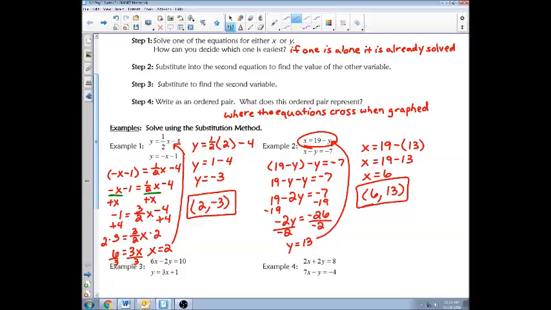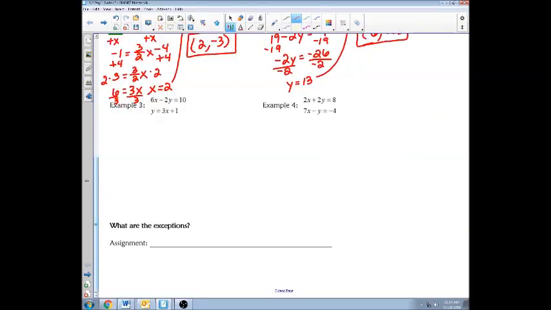Okay? On to example 3. I have 6x minus 2y equals 10, or I have y equals 3x plus 1. Again, the y is by itself already, so I'm going to take this expression and plug it in for y. So 6x minus 2 parenthesis 3x plus 1 will be equal to 10. All I did is I pulled out the y, plugged in the 3x plus 1. From here, I need to take the negative 2 and distribute it. So that would get me 6x minus 6x, and negative 2 times 1 would be negative 2.